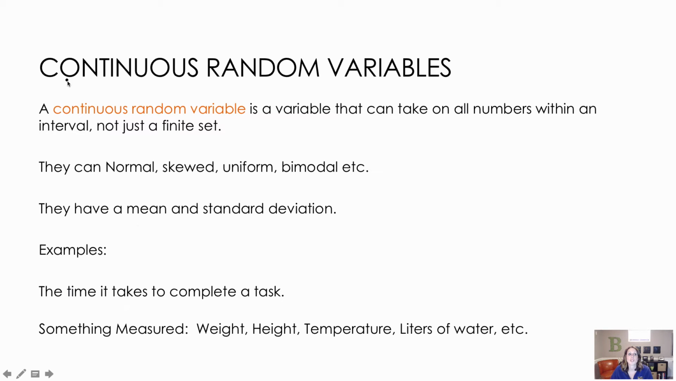Examples of when we would use continuous as opposed to discrete. Well, the time it takes to complete a task, because there's an infinite number of times that it could take you to complete a task depending on how precise you were. If we're measuring weight or height or temperature, etc., etc. So a lot of things would use the continuous random variable.